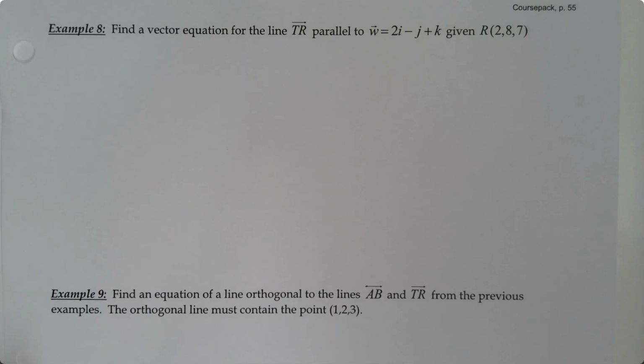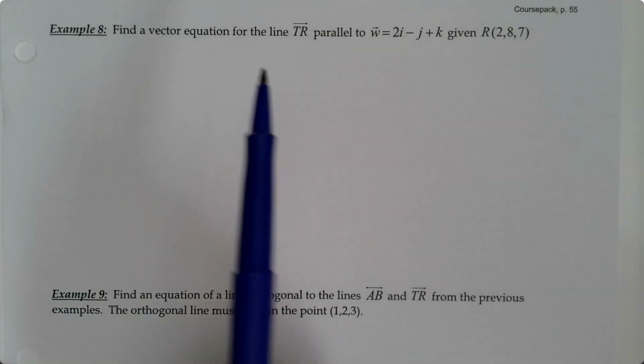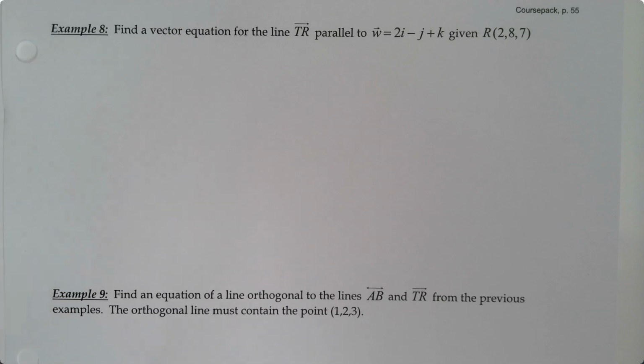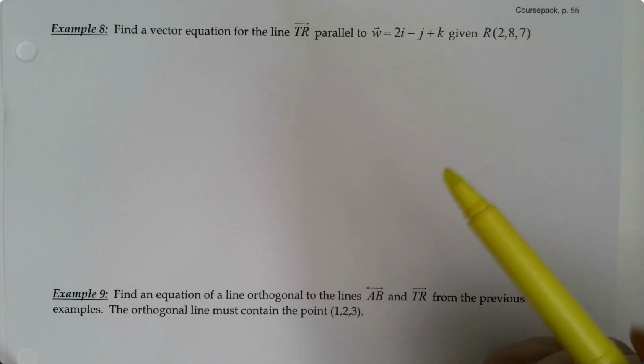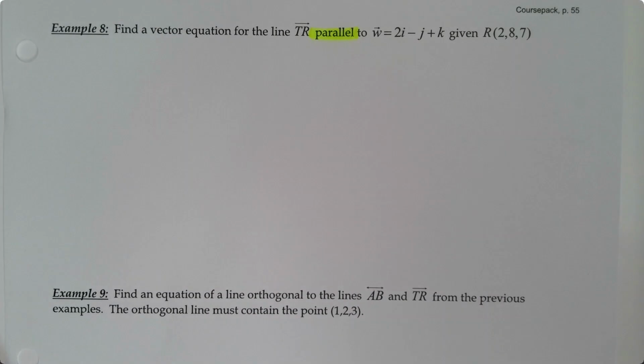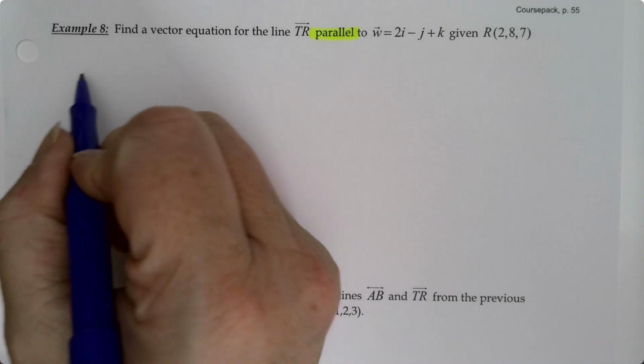So we're going to keep doing examples for three-dimensional linear vector valued functions. This time we want to find the equation for the line r(t) that's parallel, there's a keyword, to w, which is 2i minus j plus k, but it goes through the point (2, 8, 7). All right, well, first off, we need a direction.